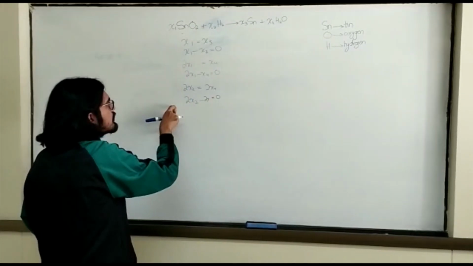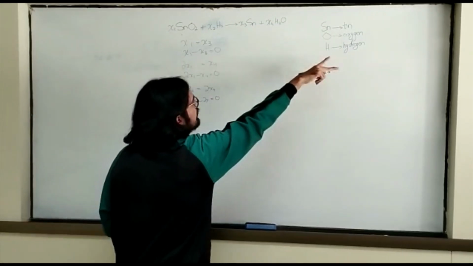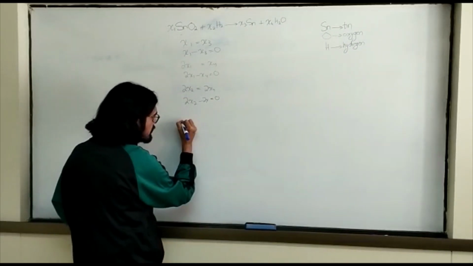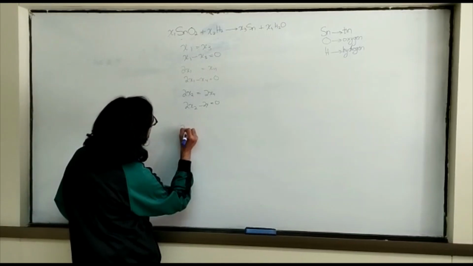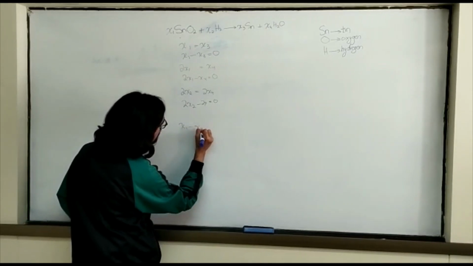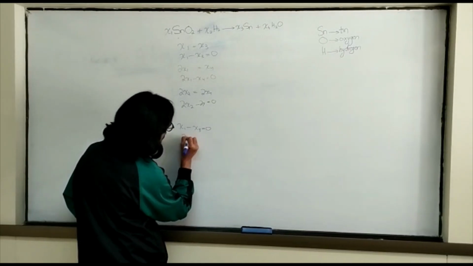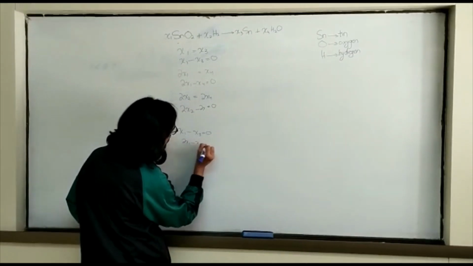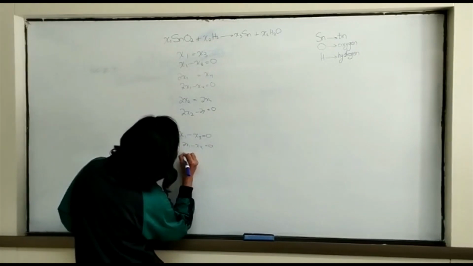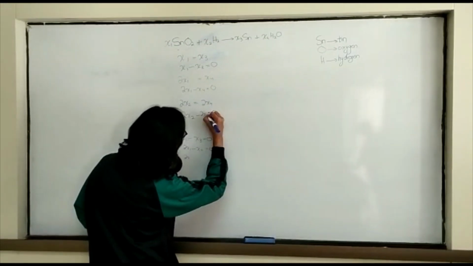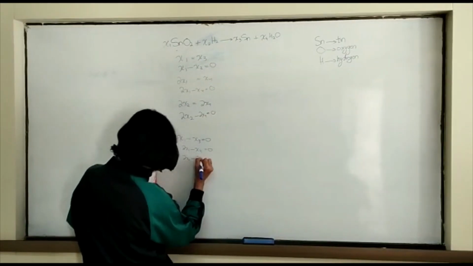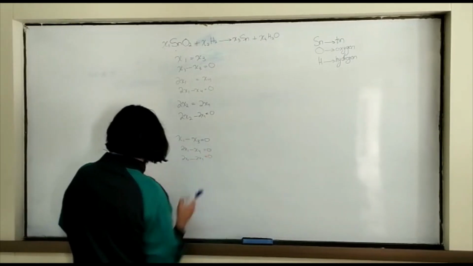Now we have 3 equations for 3 elements. The 3 equations we will now simultaneously solve are x1 minus x3 equals 0, 2x1 minus x4 equals 0, and 2x2 minus 2x4 equals 0.